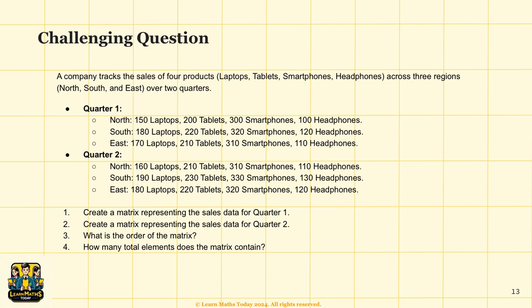So you have 150 laptops, 200 tablets, 300 smartphones, 100 headphones for North. For South, we have 180 laptops, 220 tablets, 320 smartphones, and 120 headphones. And for East, 170 laptops, 210 tablets, 310 smartphones, and 110 headphones.